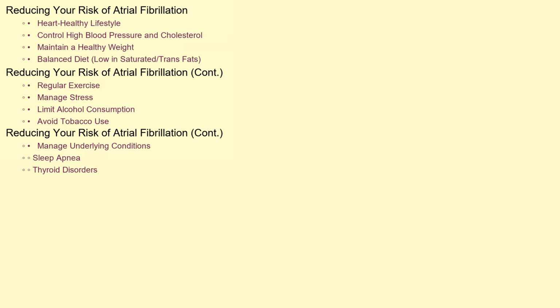While you can't eliminate the risk of developing atrial fibrillation entirely, you can significantly reduce your risk by adopting a heart-healthy lifestyle. This includes controlling high blood pressure and cholesterol, maintaining a healthy weight, eating a balanced diet low in saturated and trans fats, exercising regularly, managing stress, limiting alcohol consumption, and avoiding tobacco use. Managing underlying conditions like sleep apnea and thyroid disorders is also important.